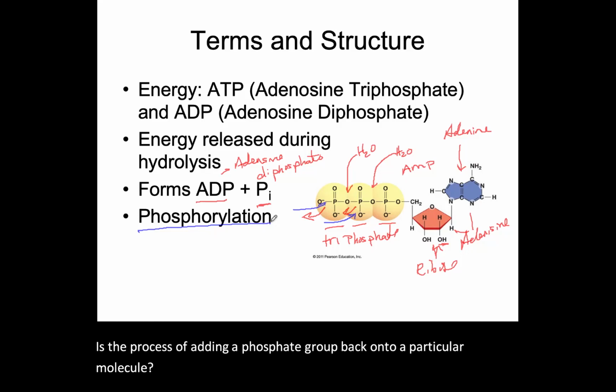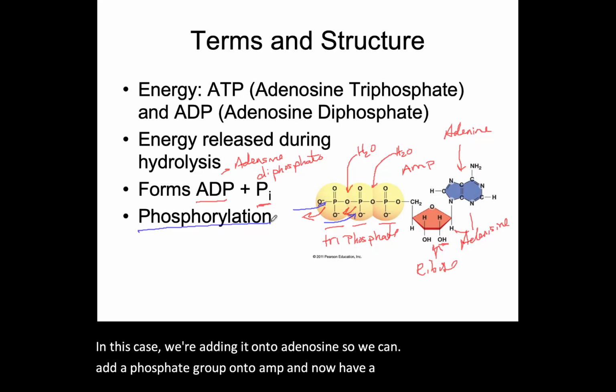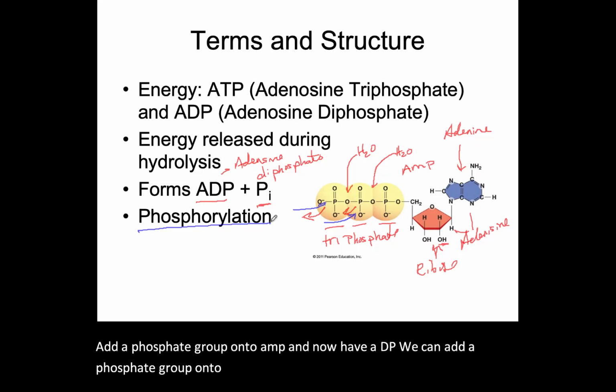In this case, we're adding it onto adenosine. So we can add a phosphate group onto AMP and now have ADP. We can add a phosphate group onto ADP and now have ATP. And this is exactly what happens in your muscular system.